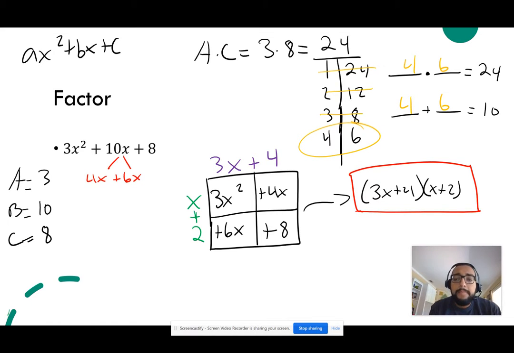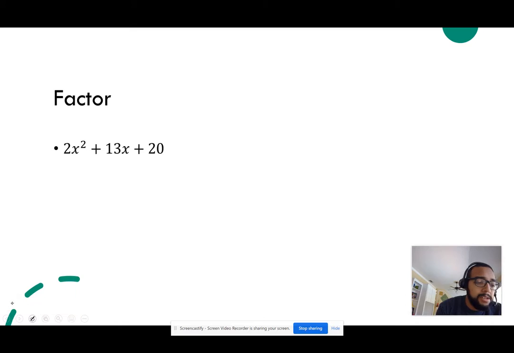If I wanted to, I could distribute these binomials, again, either by Punnett square, FOIL, or just the distributive property altogether. And I will end up getting the same expression that I started with, the expression of 3x squared plus 10x plus 8. So if you're taking notes for this video, please make sure to try this one by yourself before continuing. It helps to pause the video.